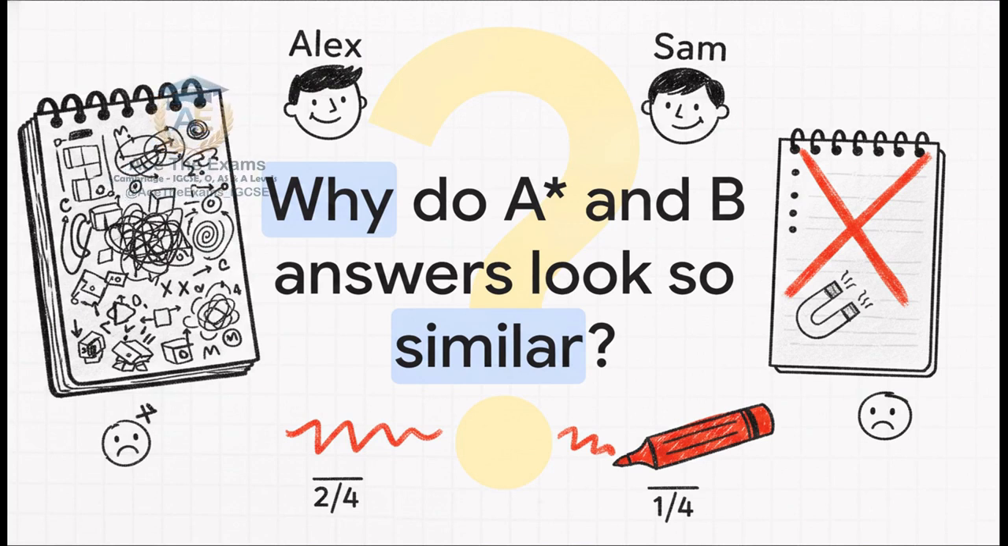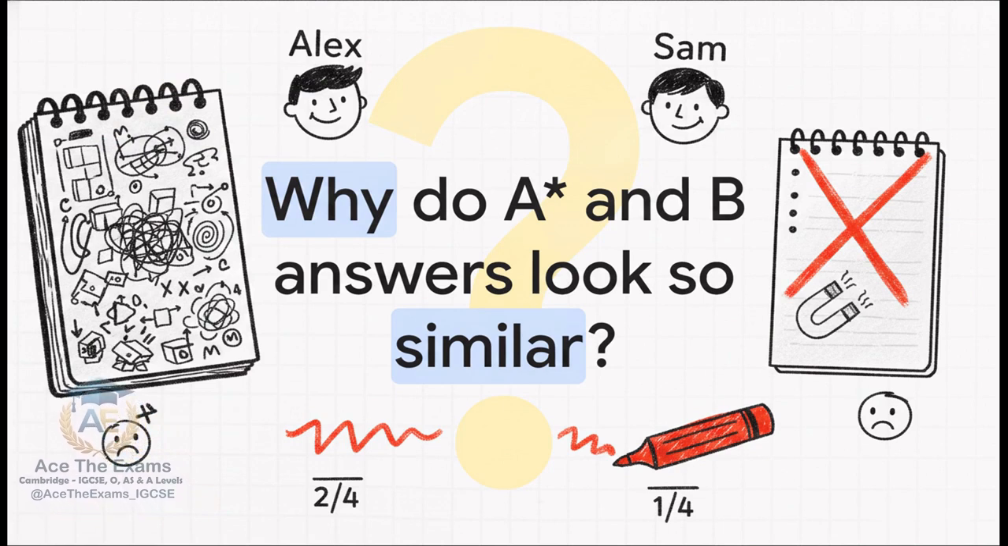Both of these students confidently leave the exam hall thinking they absolutely nailed that question. They high-five their friends thinking they've got the marks in the bag. But when the examiner's red pen comes out, the reality is harsh. Alex, despite writing a whole novel, gets 2 out of 4 marks. And Sam gets just 1.